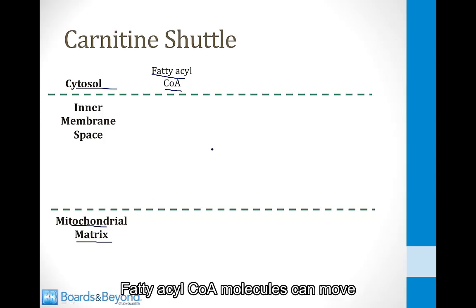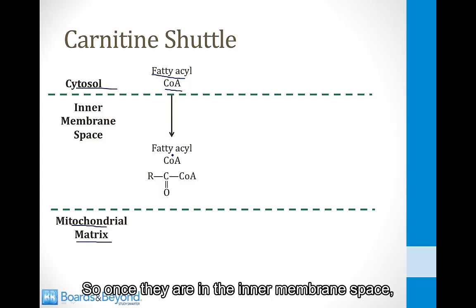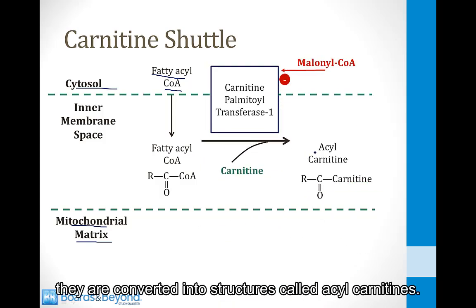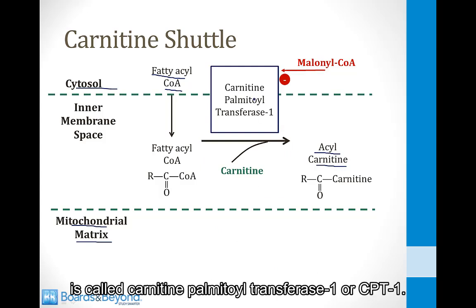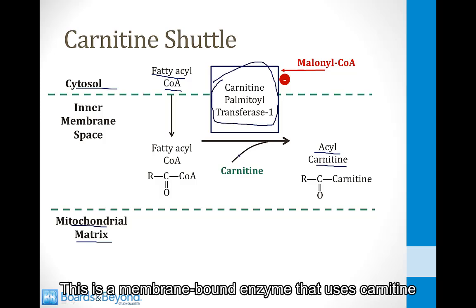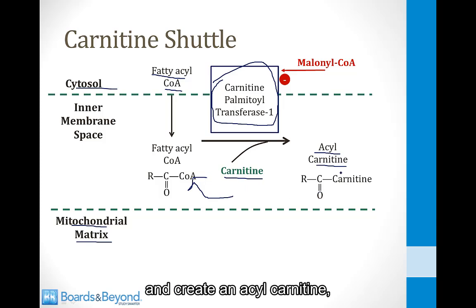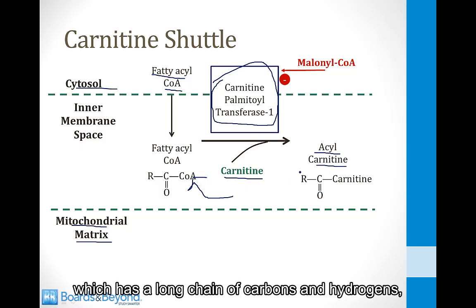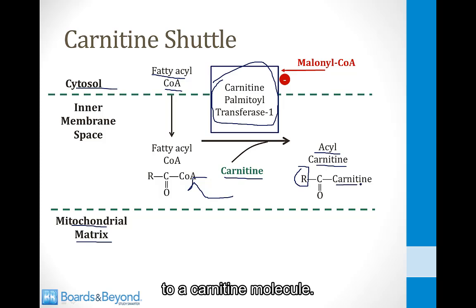Fatty acyl-CoA molecules can move into the intermembrane space, but they cannot cross into the mitochondrial matrix. So once they are in the intermembrane space, they are converted into structures called acylcarnitines. The enzyme that carries out this conversion is called carnitine palmitoyl transferase 1, or CPT1. This is a membrane-bound enzyme that uses carnitine to essentially bump off the CoA portion of the fatty acyl-CoA molecule and create an acylcarnitine, which is a long chain of carbons and hydrogens, that's the R group, bonded to a C double bond O to a carnitine molecule.